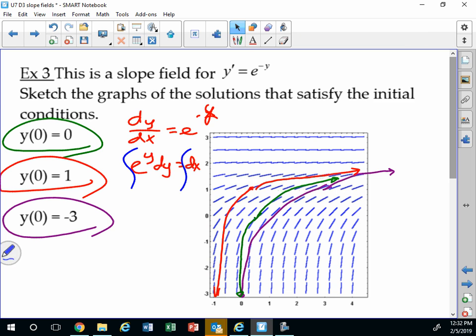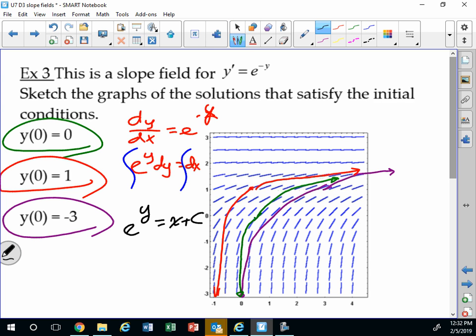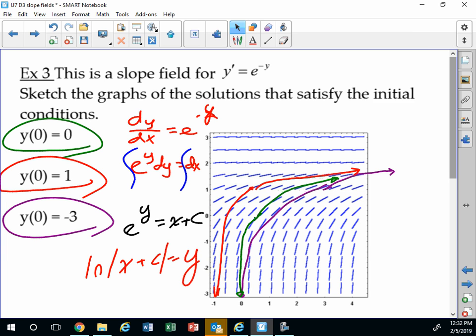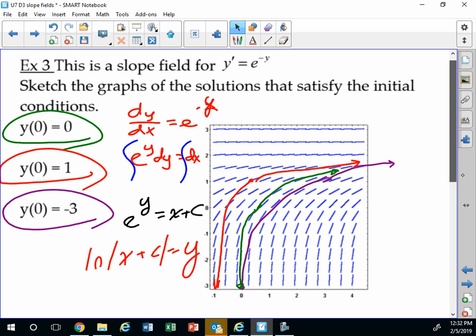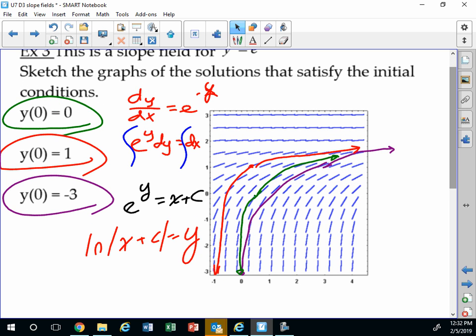Logs. Right? For those of you who don't remember, e to the y equals x plus c. That's the log of the absolute value of x plus c equals y. Remember those? Oh look, these are all natural log graphs. We okay with that one? Alright, here we go.